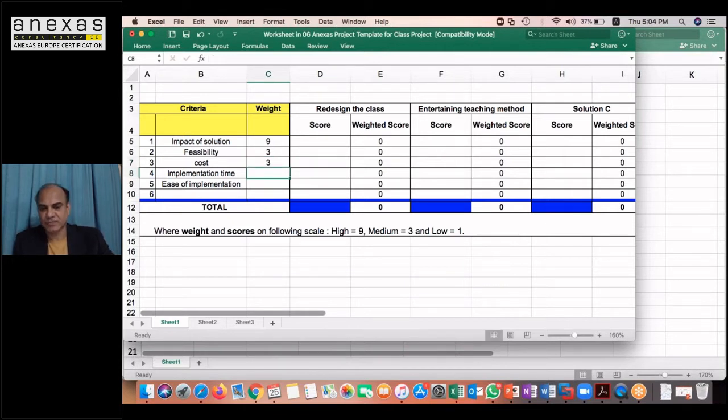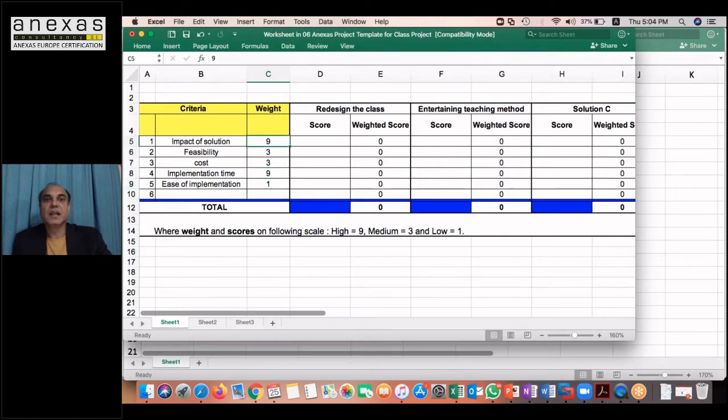Implementation time. How important is it? Okay, nine. Ease of implementation. How important is it? Okay, one. It doesn't matter. It's difficult also. It's okay.